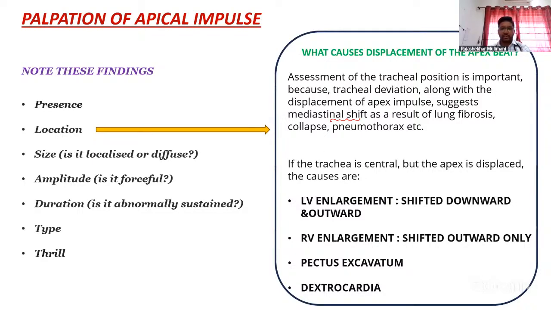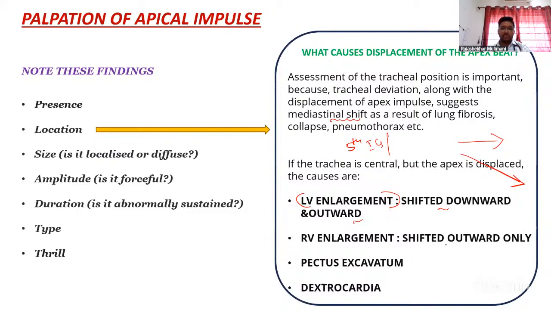If the trachea is central, but the apex is displaced, for example, as I said, the normal site is the fifth intercostal space, medial to the mid-clavicular line. But if it is displaced, it can be displaced outward, or it can be displaced outward and downward. So in LV enlargement, in the diseases causing left ventricular enlargement, the apical impulse is shifted both downward and outward. So down and out. We usually say down and out.